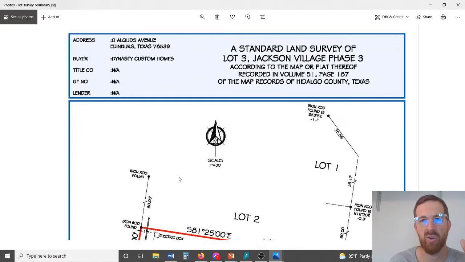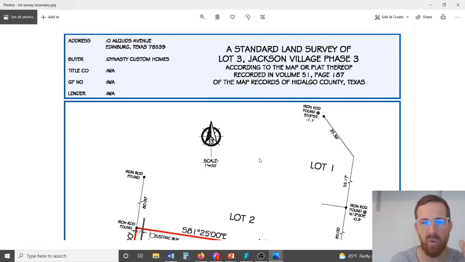So all of these surveys actually always will have a scale. This is 1 to 30. The previous was 1 to 25. And they usually always have a compass too, so you kind of know which way it's looking if you were to hold the map. And this was actually by Dynasty Custom Homes.